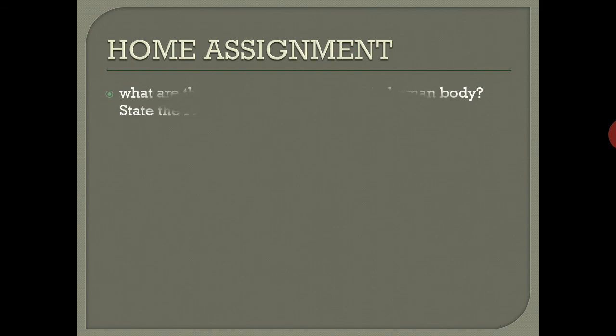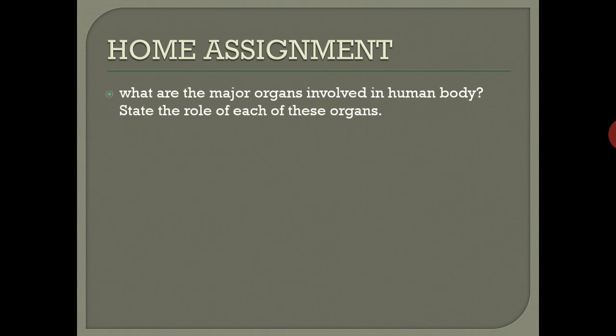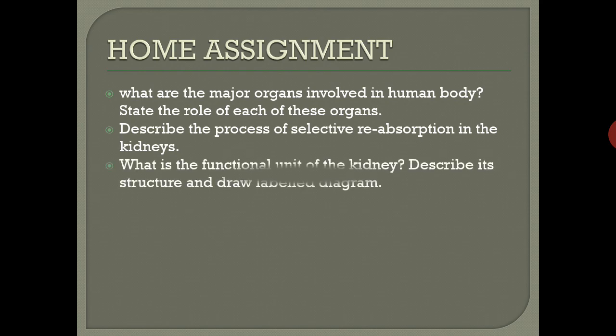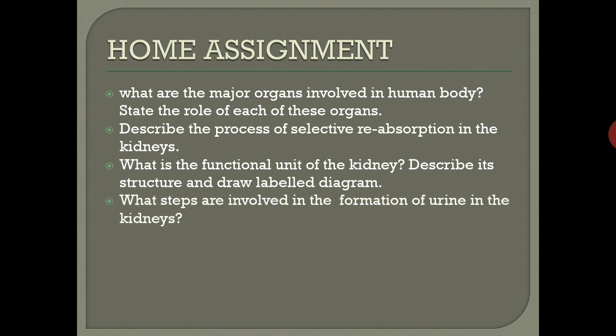Home assignment. What are the major organs involved in homeostasis in the human body? State the role of each of these organs. Describe the process of selective reabsorption in the kidneys. What is the functional unit of the kidney? Describe its structure and draw a labeled diagram. What steps are involved in the formation of urine in the kidneys?